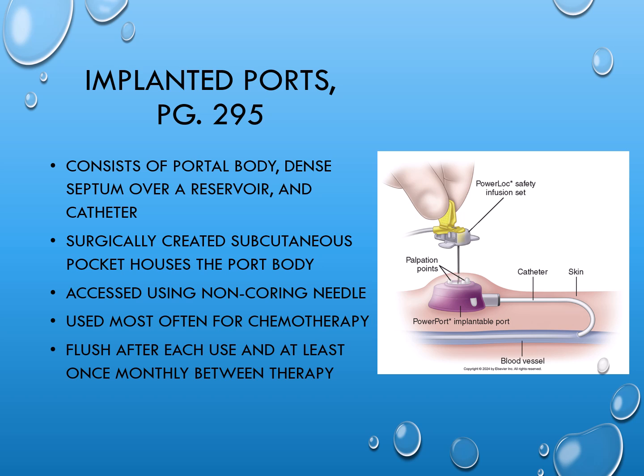And Drug Alert on page 296 says before giving a drug through an implanted port, you want to always check for blood return. If there is no blood return, withhold the drug until patency and adequate non-coring needle placement of the port are established. Serious extravasations of vesicant drugs can occur because a fibrin sheath may form at the tip of the catheter, clot it, and cause retrograde subcutaneous leakage. We do want to flush after each use and at least once monthly between therapy.